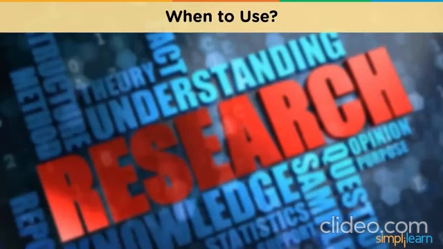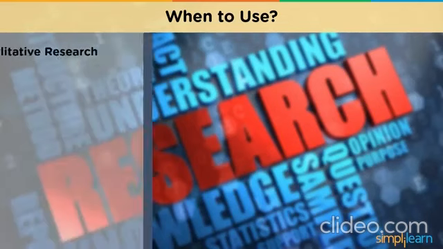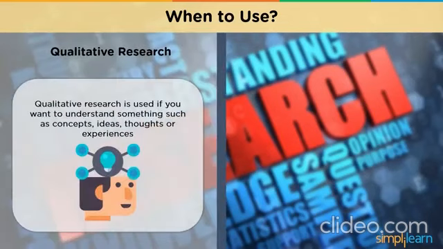Now let's see when you can use these research methods. Qualitative research is used if you want to understand something such as concepts, ideas, thoughts, or experiences. Let's take the example of a bookstore owner who is looking for ways to improve their sales and customer outreach. An online community of readers who were the loyal customers of the bookstore were interviewed and related questions were asked, and the questions were answered by them.